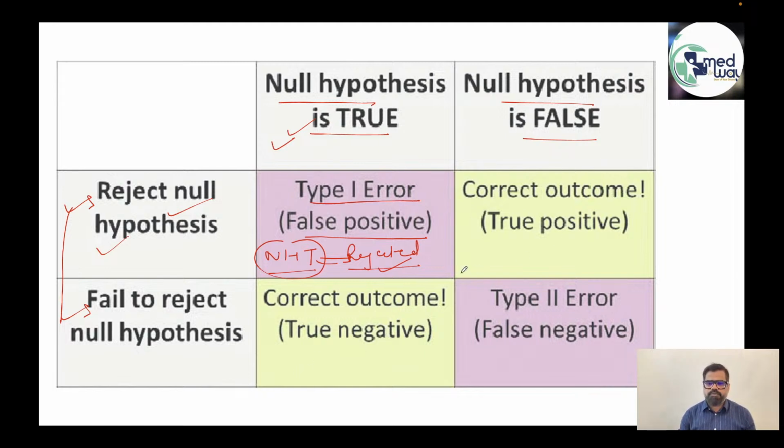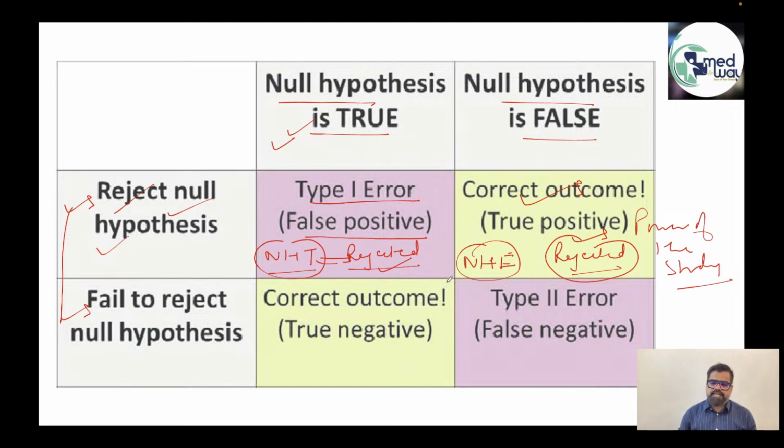Let's take this box. Null hypothesis is false. Before jumping on to the conclusion, I'll put null hypothesis false. Reality says null hypothesis is false, and what have you done? You have rejected. Very good. Null hypothesis was false. Your study has rejected. Correct outcome, true positive. This is called power of the study. The power of the study means that the null hypothesis was false and it had the capacity to reject it.